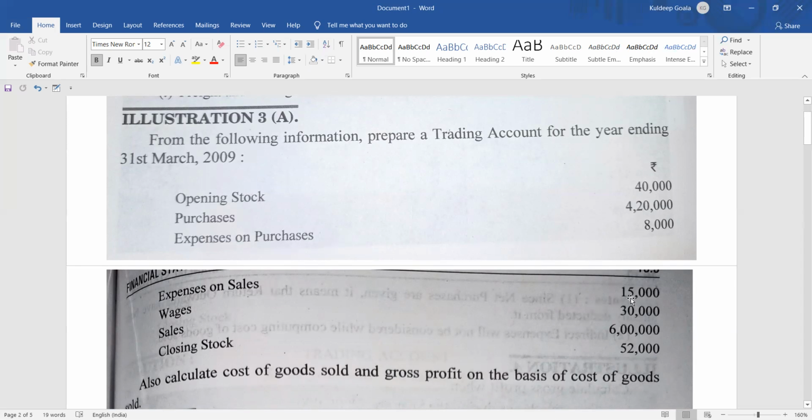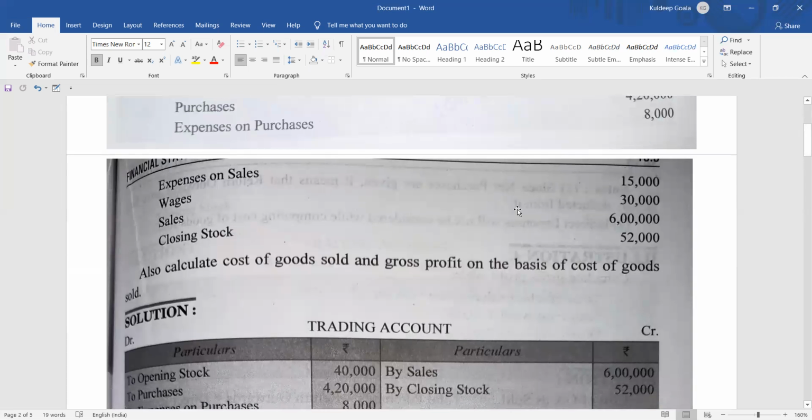So expenses on purchase is a direct expense, but expenses on sale is an indirect expense. It is an item of profit and loss, not trading account. So it will not be coming in the trading account. Then wages, 30,000, again a direct expense. Sales were 6 lakh, and closing stock was 52,000. Also calculate cost of goods sold and gross profit on the basis of cost of goods sold.